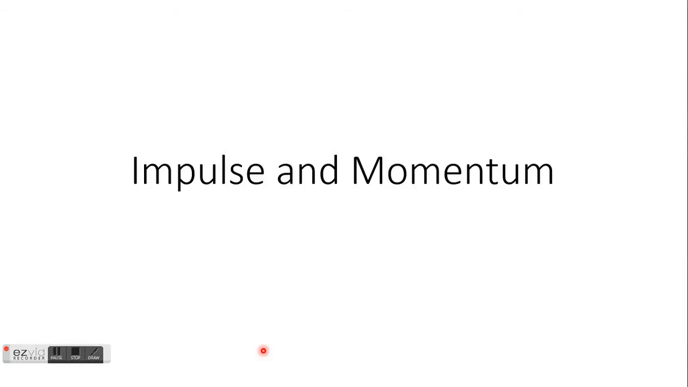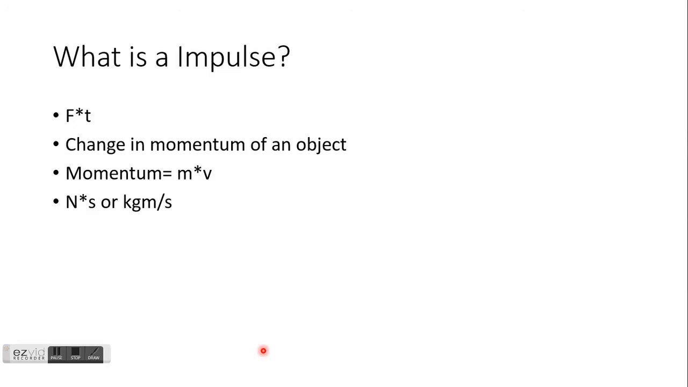This week we're going to be covering impulse momentum. So what is impulse? It's the product of a force times the duration. Work was the product of the force times the distance in the x direction. Well, this is the force times the time that the force occurs for. And it's equivalent to the change in the momentum of an object, which can be calculated by taking the mass of the object and multiplying it by the velocity.